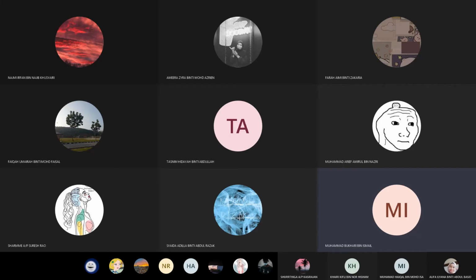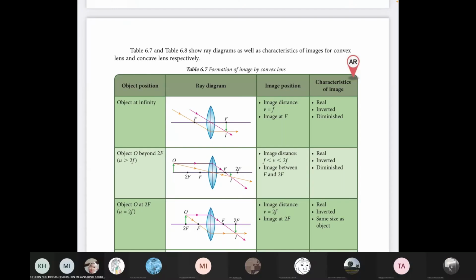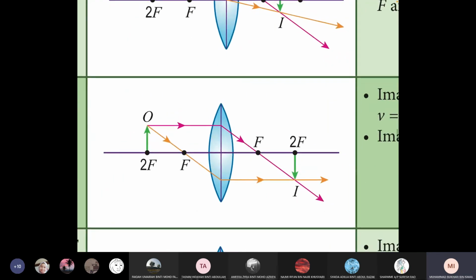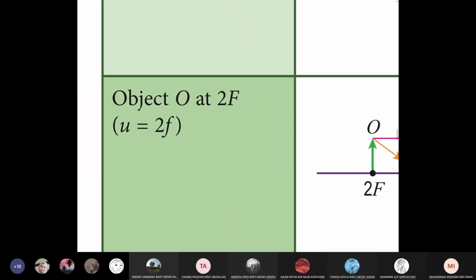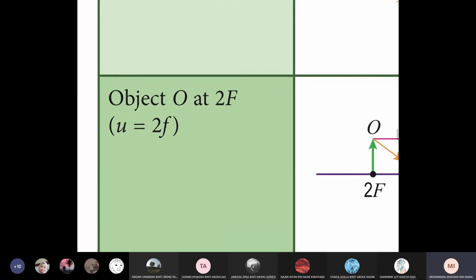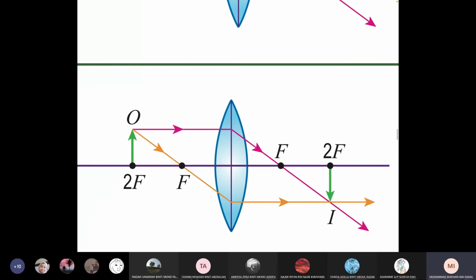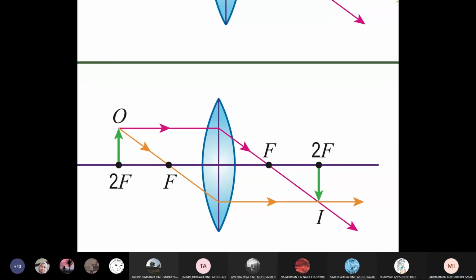On with the next situation. For the next situation, you can see now the object is on 2F. The object at 2F.